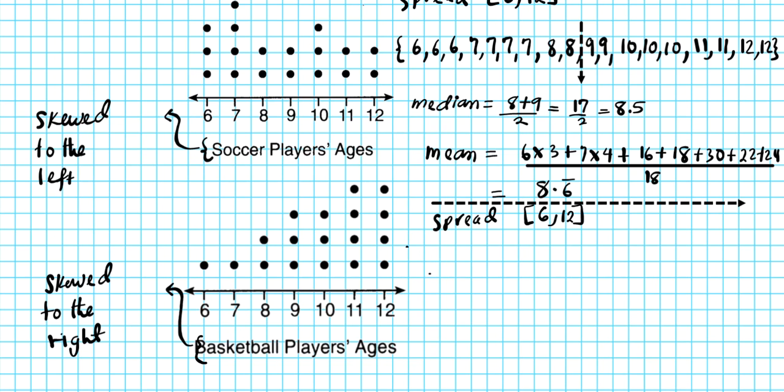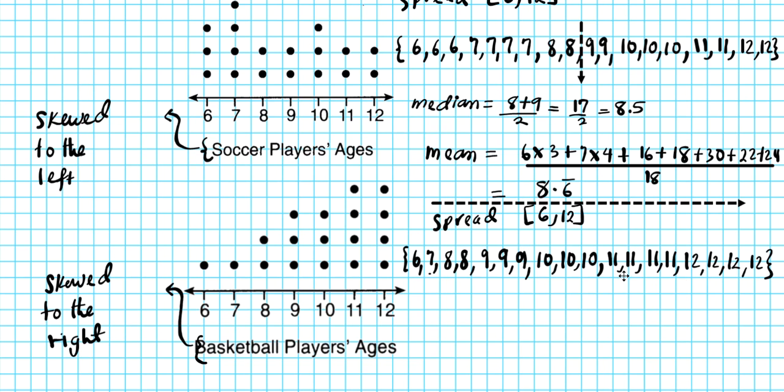So let's order our data set. So we have 6, 7, pardon my skinny font, I'm trying to make everything fit, 8 and 8, and then how many 9s? 1, 2, 3, and then 10s, 1, 2, 3, and then 11s, 1, 2, 3, 4, and then 12s, 1, 2, 3, 4. Okay, just look at the numbers. You see that it's skewed towards the right end.